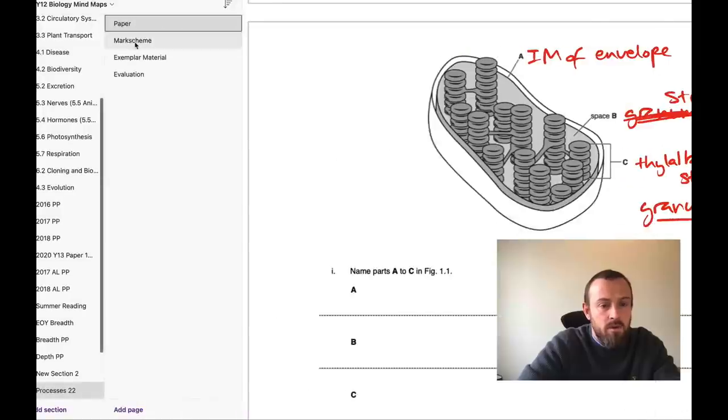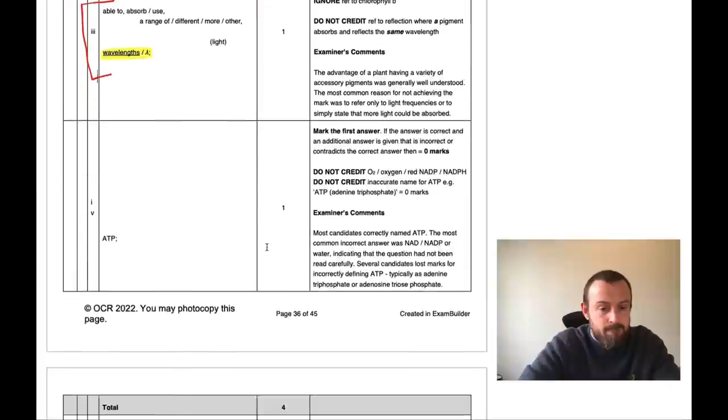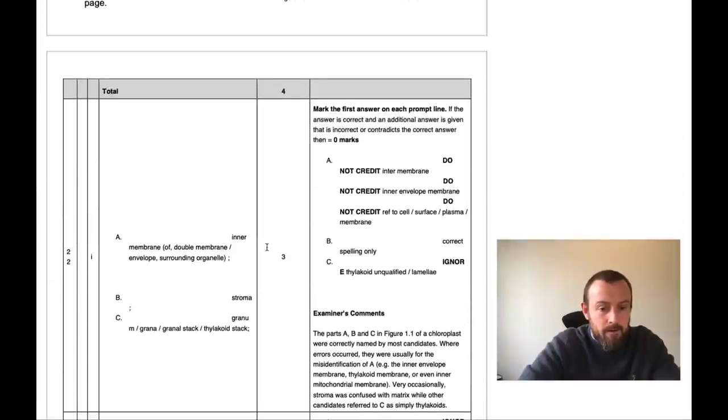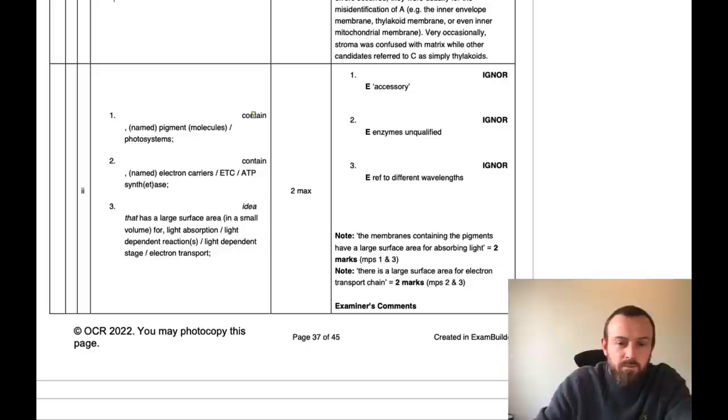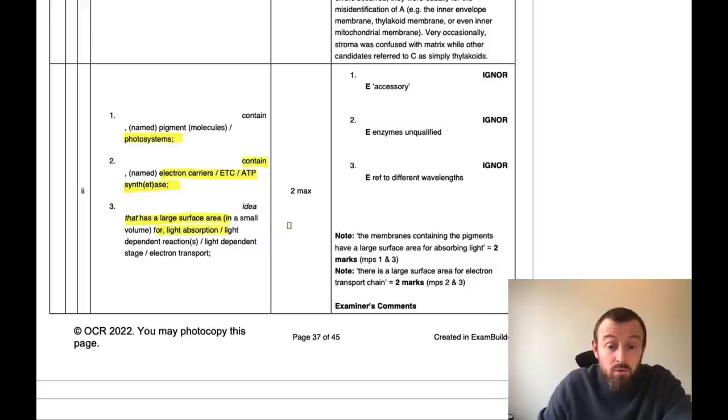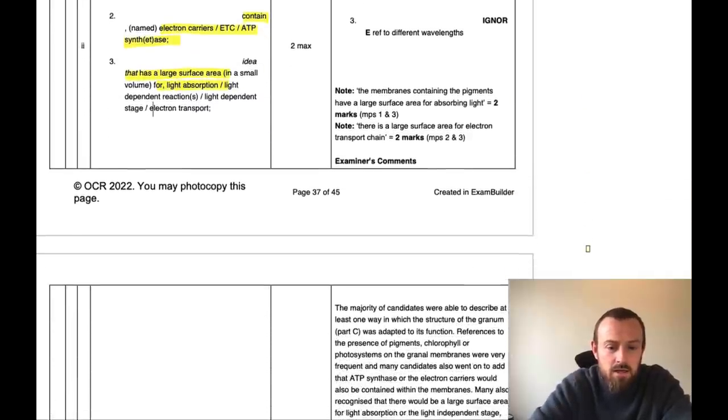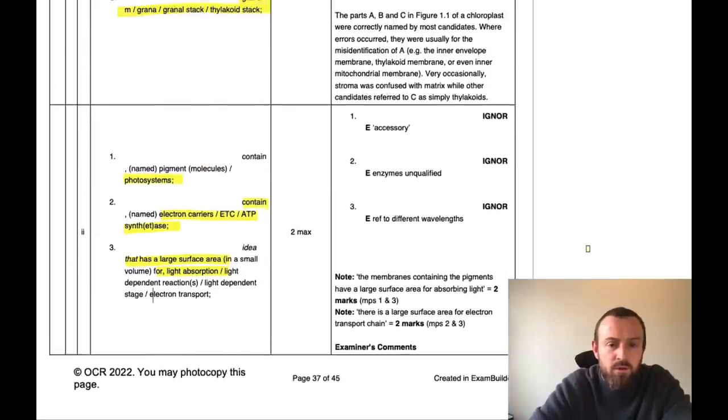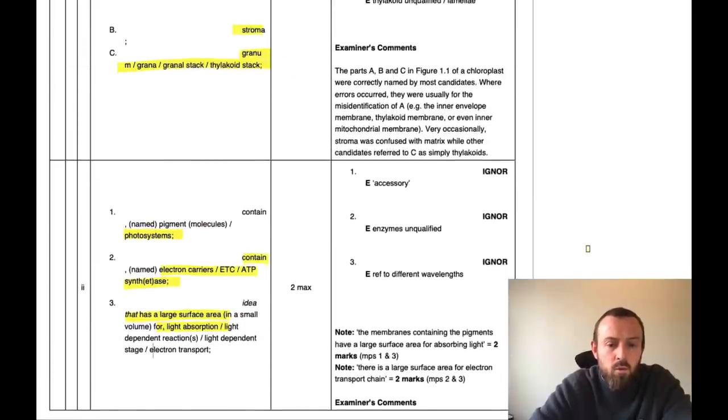Let's look at the mark scheme. Where are we? Yeah, here we are. Contain photosystems. This is how is it adapted. Contain electron carriers or ATP synthase. Some people did say this in my class. It has a large surface area. That's a good one to say. It has a large surface area for light absorption. There's lots of things you could have said about that. So that's the marking there. Yeah, that's it. So pause there if you need to before we move on.